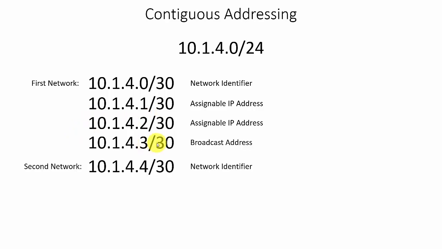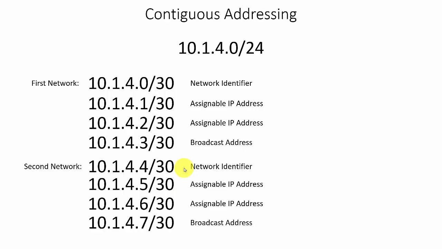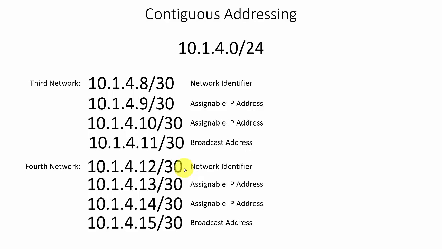The second network takes off where the first one left off. So 10.1.4.4/30 becomes the network identifier for the next network. .5 and .6 become assignable IP addresses. .7 becomes a broadcast address. And this just continues. 10.1.4.8/30 becomes a network identifier for the third network, assignable IPs .9 and .10, .11 being the broadcast. And for the fourth network, 10.1.4.12 is our network identifier, .13 and .14 assignable, .15 broadcast address, and so forth.